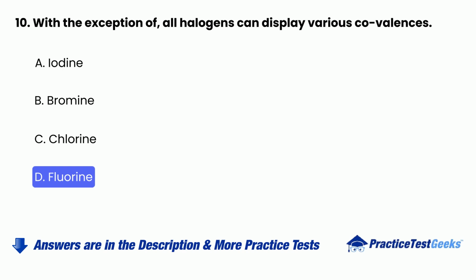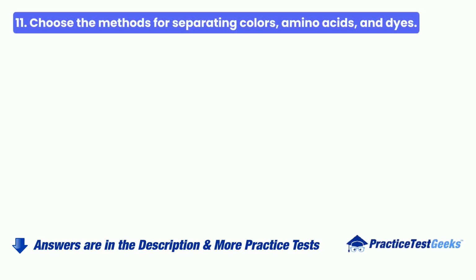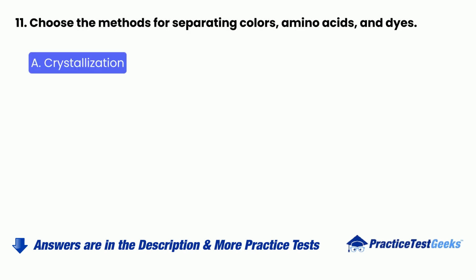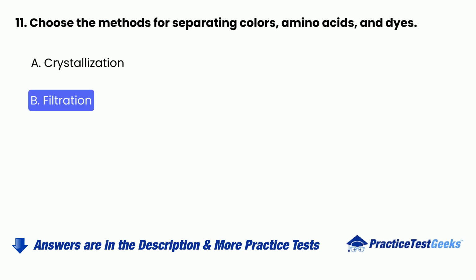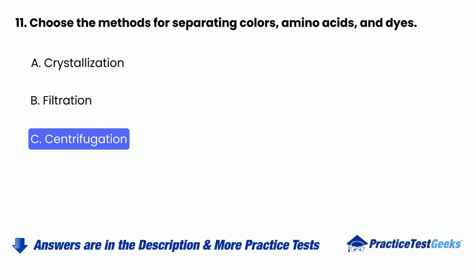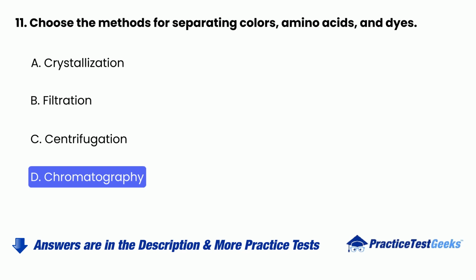11. Choose the methods for separating colors, amino acids, and dyes. A. Crystallization. B. Filtration. C. Centrifugation. D. Chromatography.